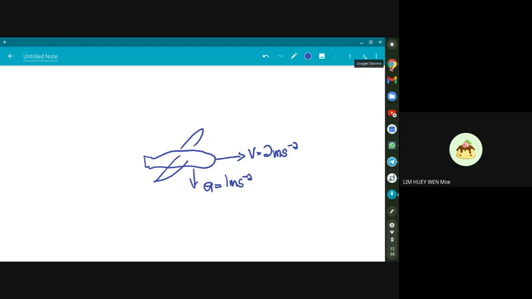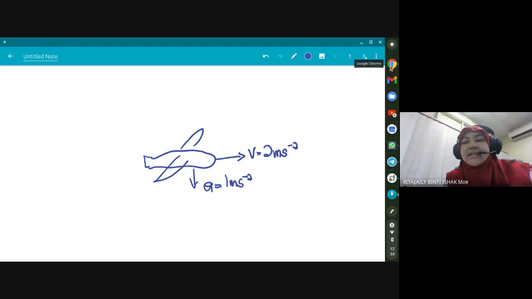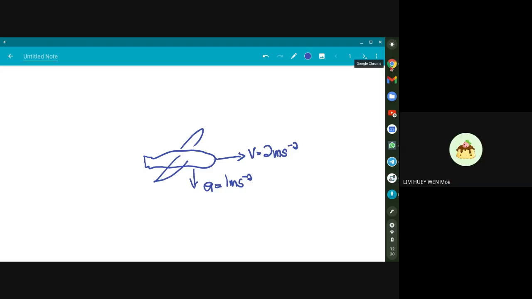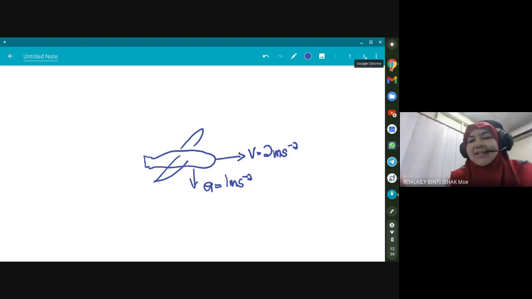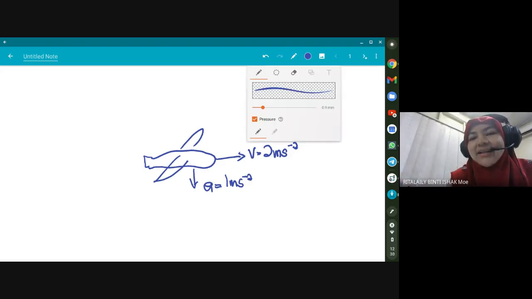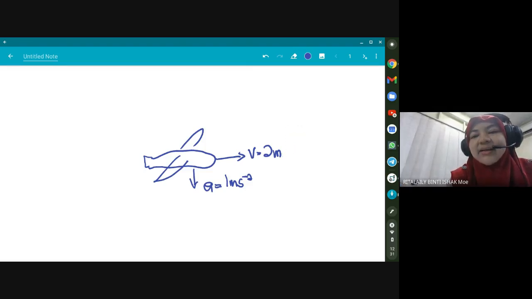Teacher, for the V, is it velocity or acceleration? V is velocity. But why is the unit for the velocity missing? Acceleration? Wrong. Okay. Minus 1. Okay.